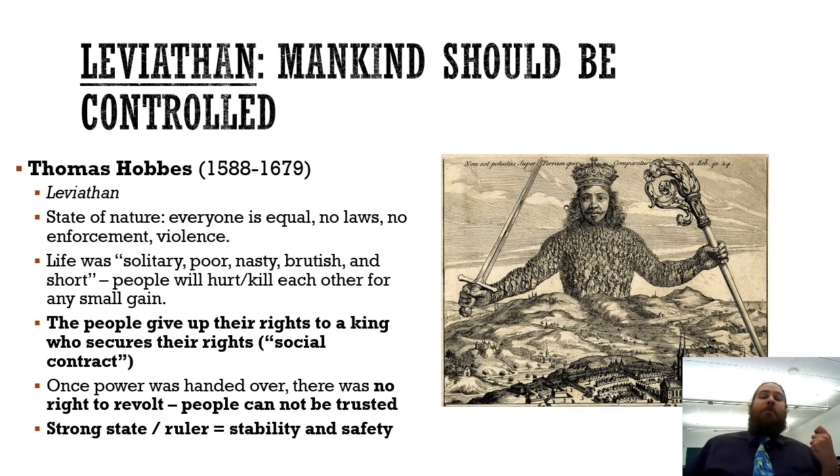And so the more important thing than maybe having an unpopular ruler was to have that strong government to provide stability and safety. And so Thomas Hobbes doesn't really care about the idea of freedom. Thomas Hobbes cares about the idea of safety and stability in a society.